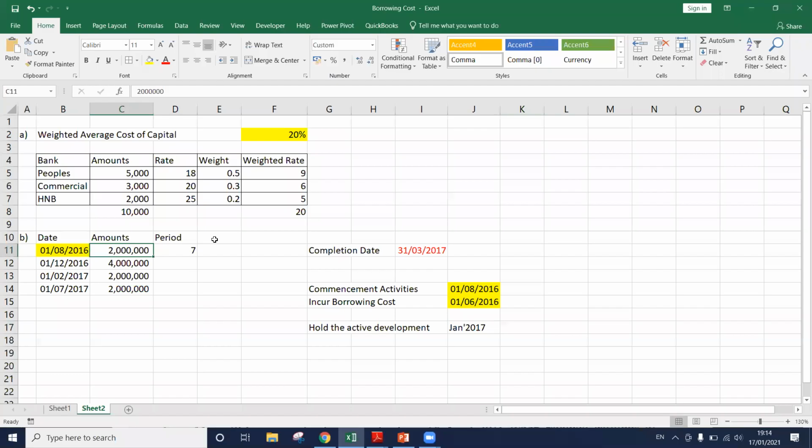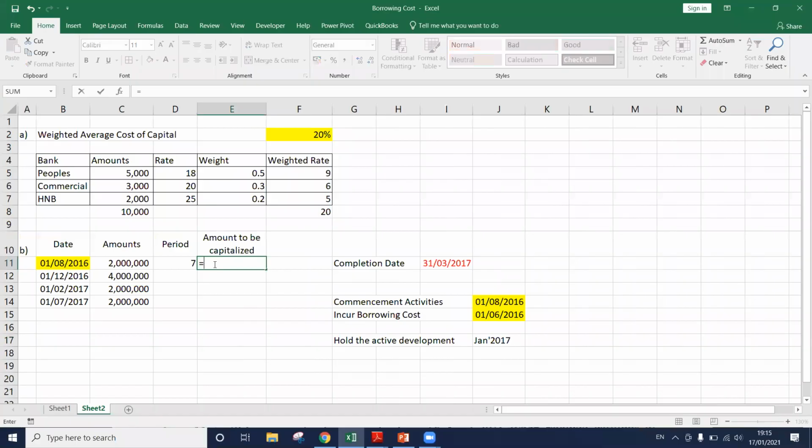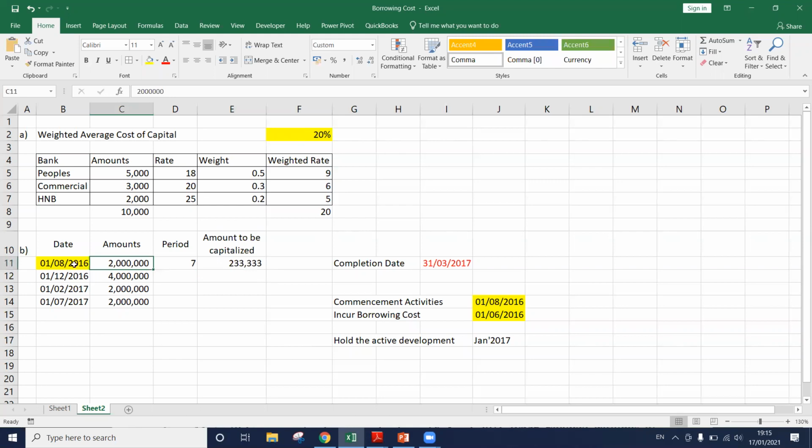Right. Then, the amount to be capitalized. So with respect to this, what is the amount that we can capitalize? This 2 million into what percentage do we need to consider now? We have calculated that, right? 20% into 7/12. This much of an amount we can capitalize with respect to this 2 million, right?